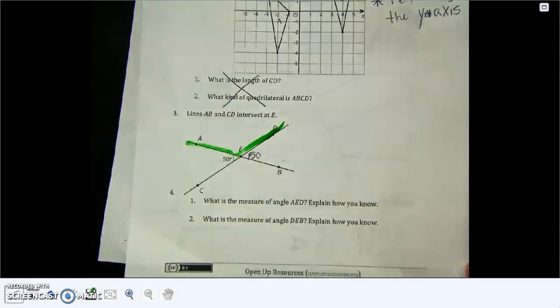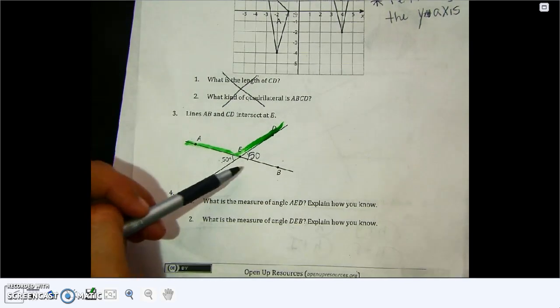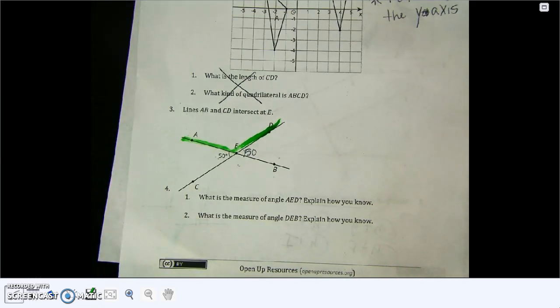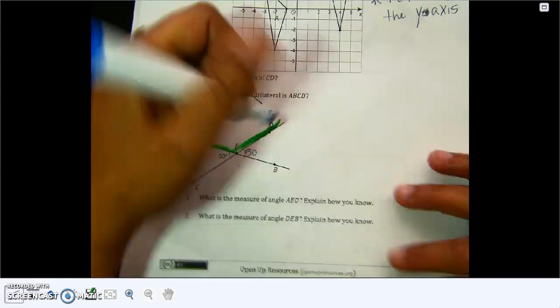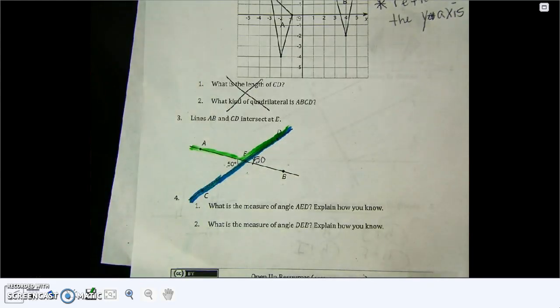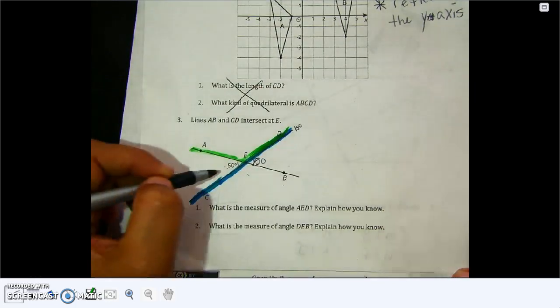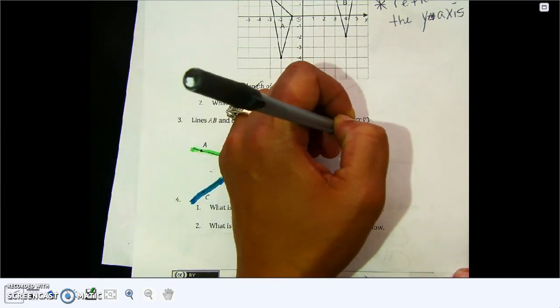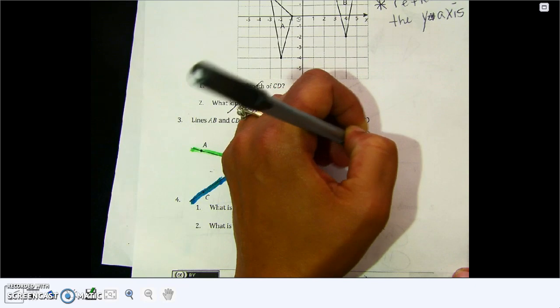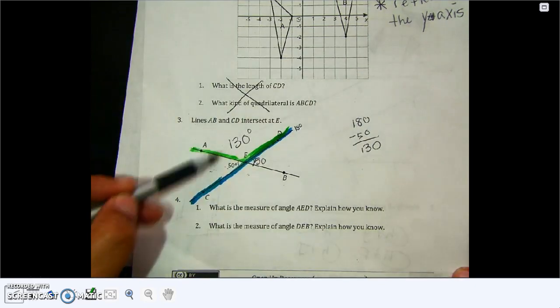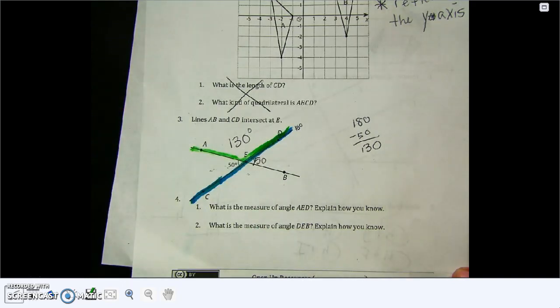For this one, I can't use the vertical angle because I don't know what this is. But what I do know is that this line right here, that I'm going to highlight in blue, is equal to 180 degrees. Since the line is 180 degrees and we know one of the angles is 50, I could do 180 minus 50 and know that this angle is equal 130. 130 plus 50 equals a straight line of 180.